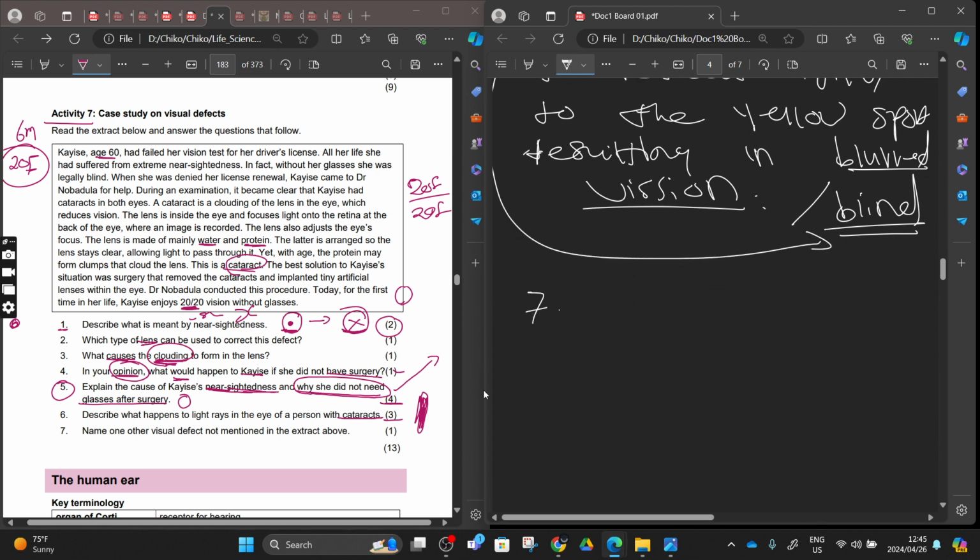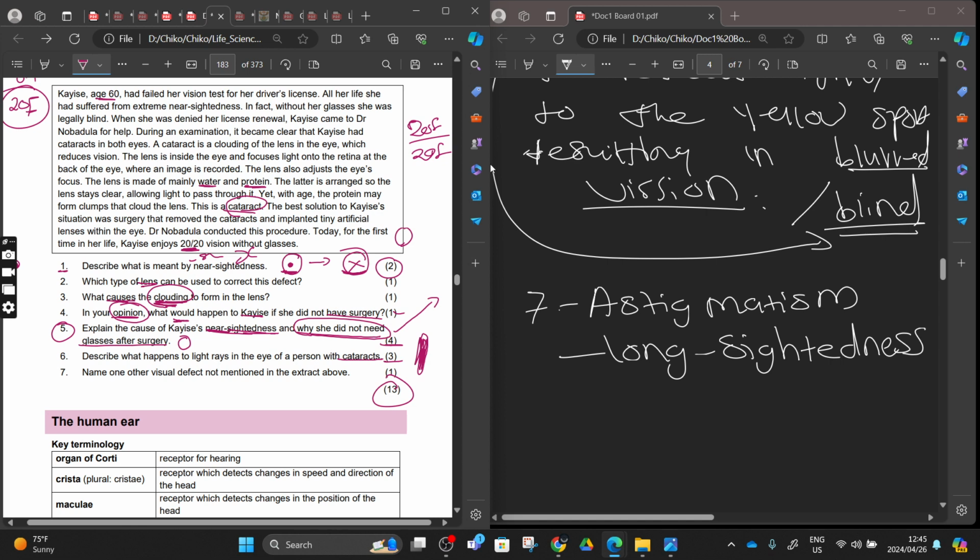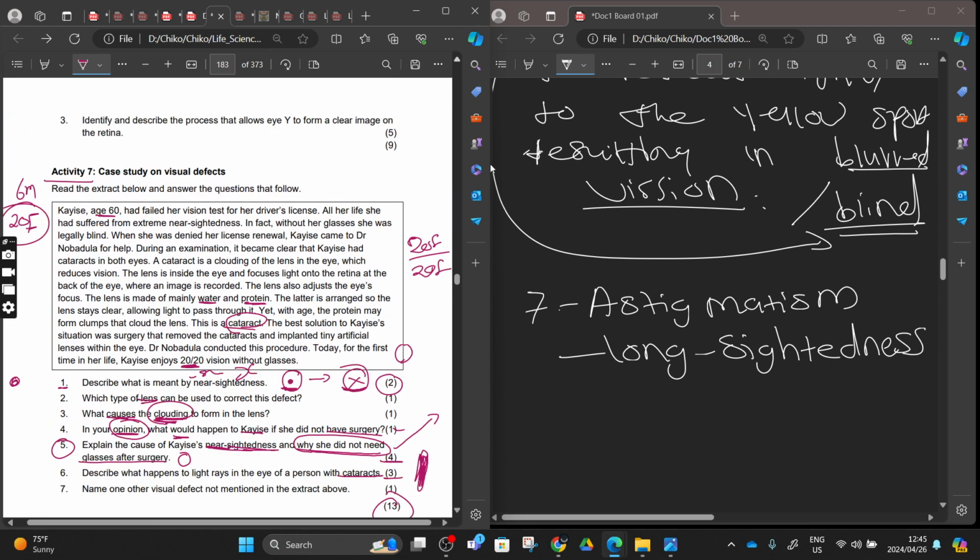Number 7: name one other visual defect not mentioned in the extract above. We have astigmatism, and another one, long-sightedness. That was it from me, people. Thank you, guys. Meet me next week.